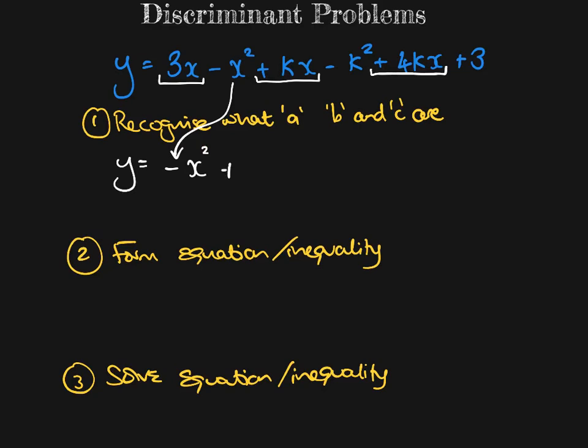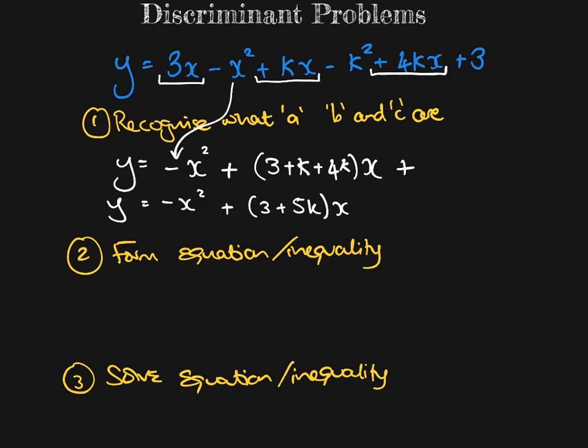Then, how much x have I actually got? And then, what is everything else? So, how much x have I got? I've got 3x, and I've got kx, and I've got 4kx. So actually, I've got minus x squared plus (3 plus 5k) x. That's how much x I've got.